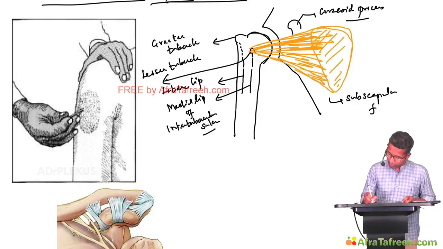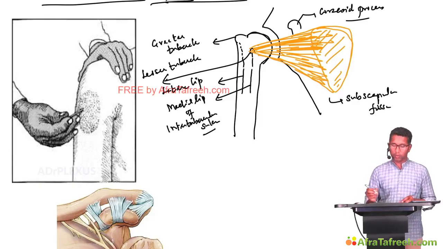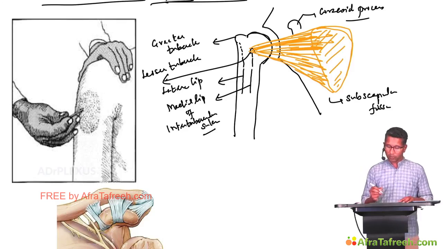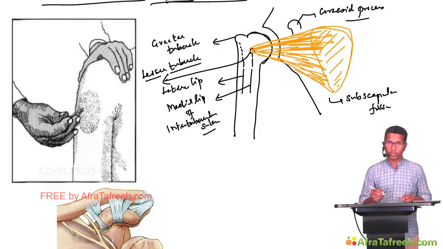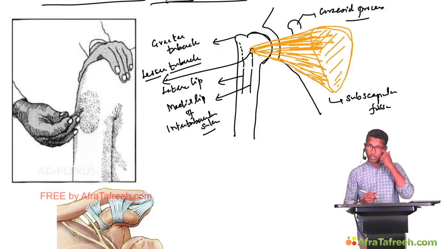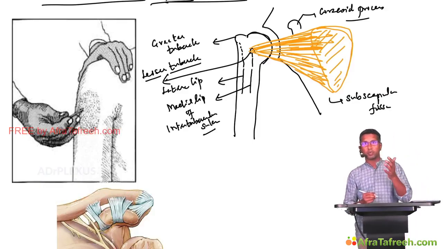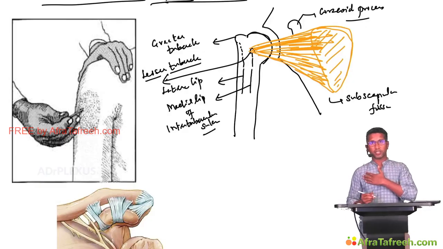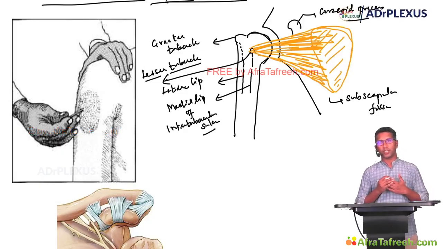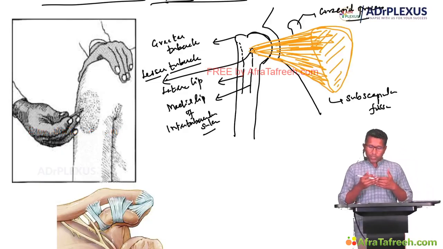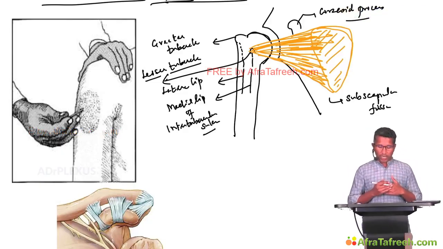So from the subscapular fossa you have the subscapularis muscle arising, and it goes and gets inserted into the lesser tubercle. Clear? So the subscapularis muscle is on the anterior aspect of the scapula, and it gets attached to the lesser tubercle of the humerus. So this muscle is anterior to the shoulder joint.